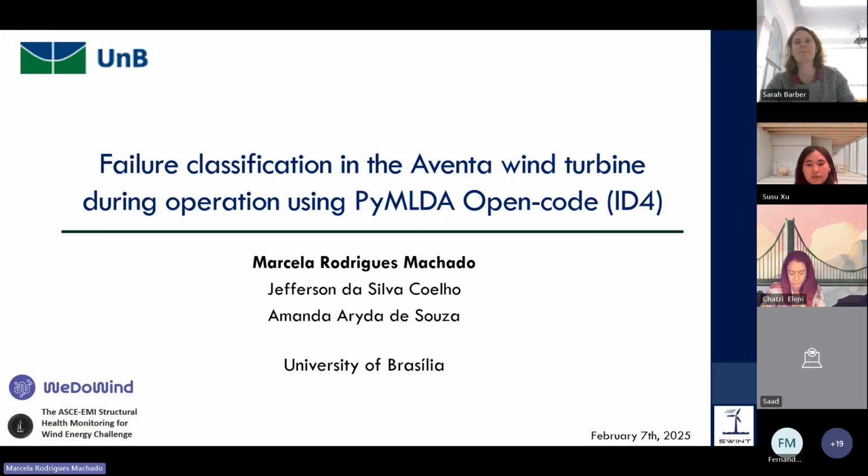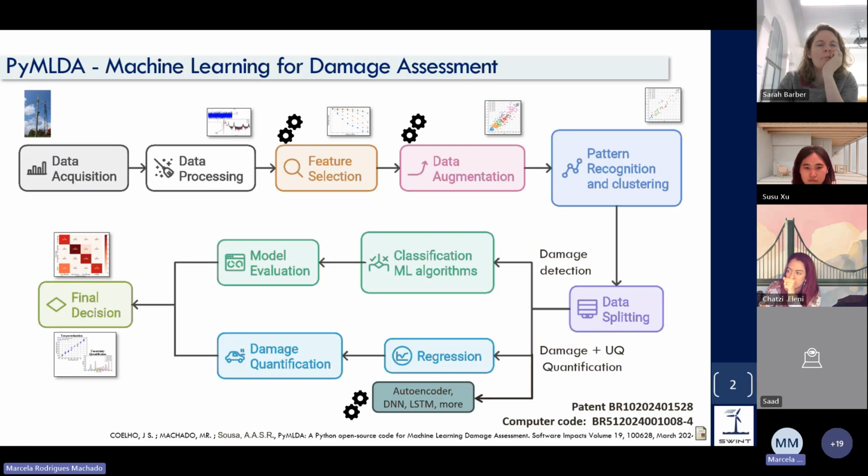Yeah. Right. So the solution for this challenge is entitled Failure Classification of Events in Wind Turbine During Operation, using the PyMLDA open code. It's co-authored by myself, Marcelo Machado, Jefferson Coelho, and Amanda Souza. We are from the University of Brasília. PyMLDA is a framework that is being developed in our group.